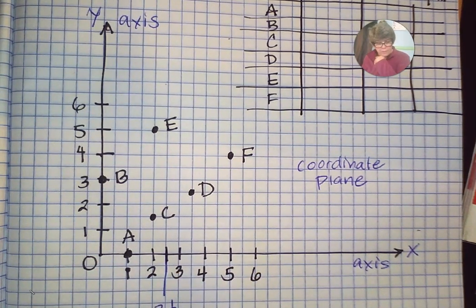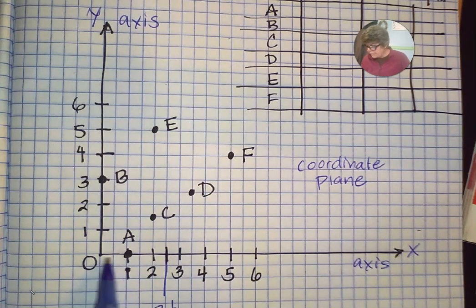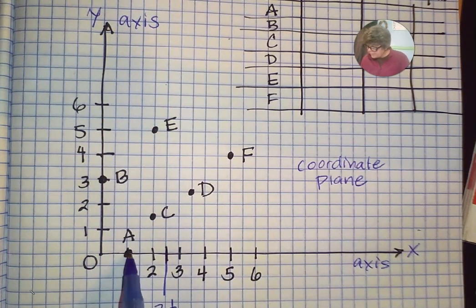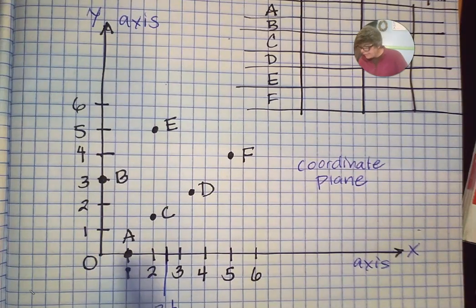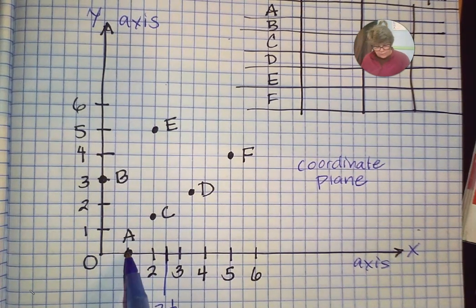All right, very good. So what is the x coordinate of point A, and how do you know? The x coordinate of point A, that would be going across, is our x, right, along the x-axis. So the x coordinate of A would be 1.